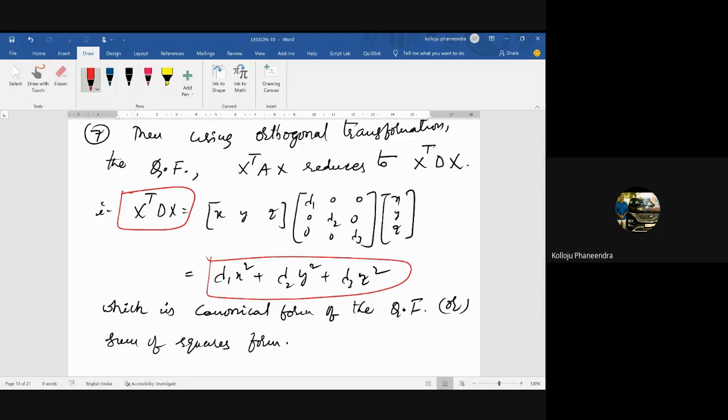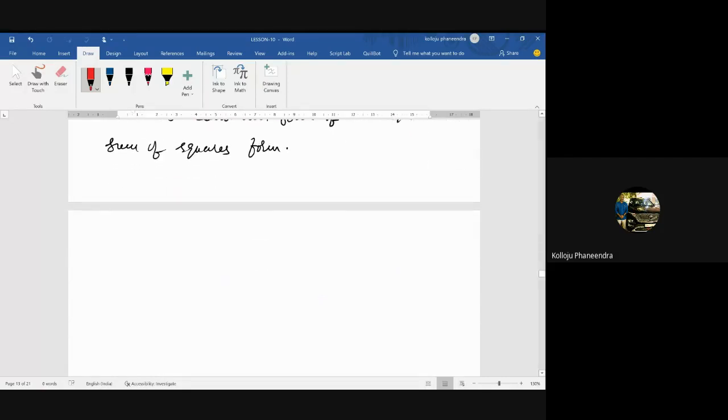And if any doubts, it will be clear in the problem. Okay, let me solve one problem. I'm solving the exercise problem. I will continue up to 1:15. I will not take the class from 2 o'clock also.